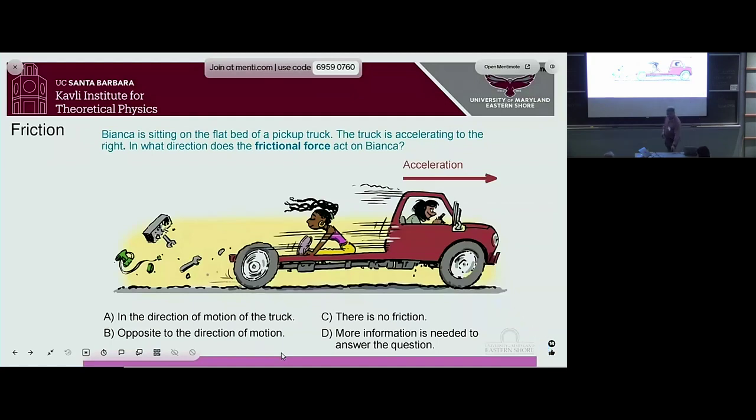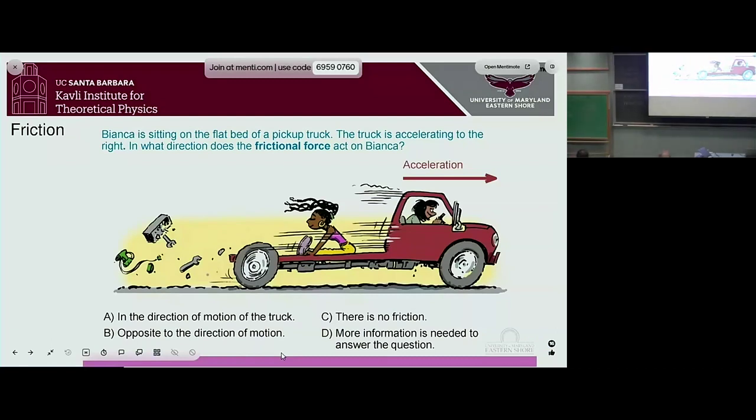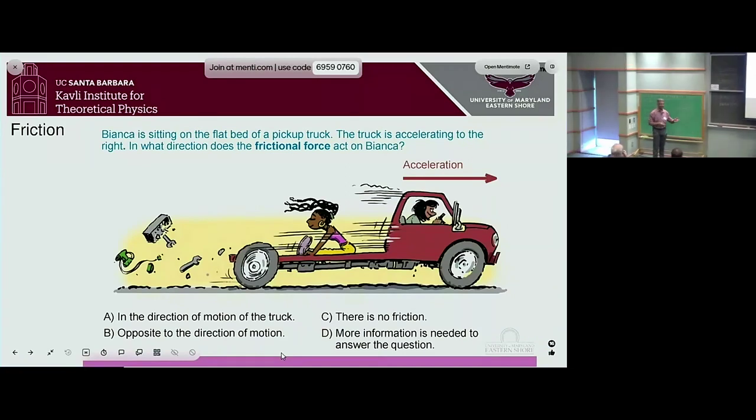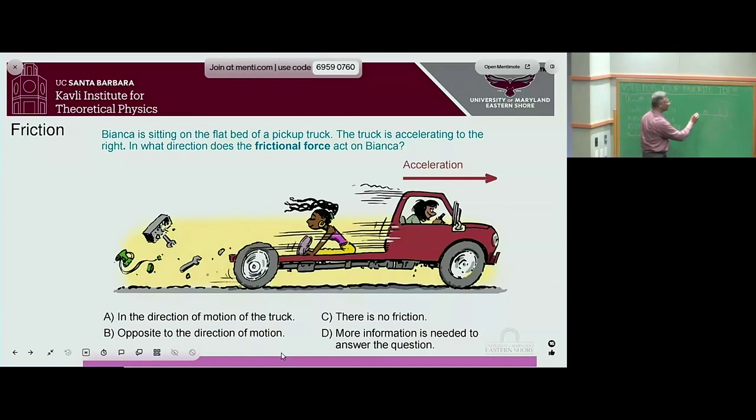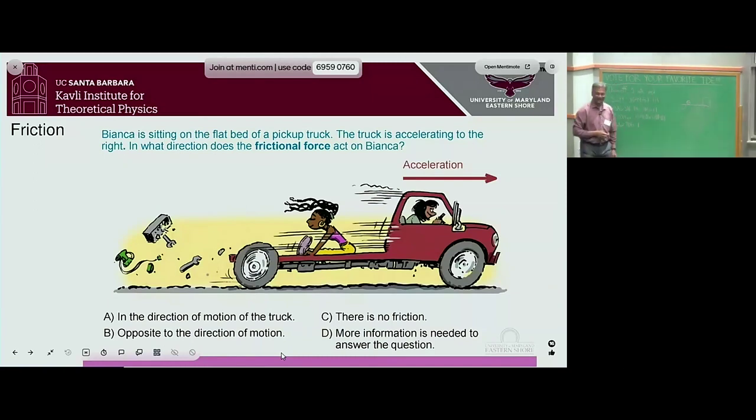Okay, so now let's go to the blackboard and see what is the problem. So the problem is that there is a truck here, right? And there is an object here. So as Kate said, or somebody who said that for a physicist everything is a spherical cow. So no matter what, somebody is sitting on the truck bed, and as the truck is accelerating in this direction, this object is also accelerating in this direction, right?